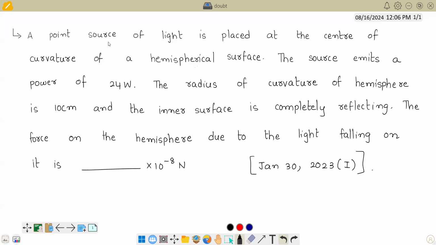Hello student, the question says a point source of light is placed at the center of curvature of a hemispherical surface. The source emits a power of 24 watt. The radius of curvature of the hemisphere is 10 centimeters and the inner surface is completely reflecting. The force on the hemisphere due to the light falling on it is.